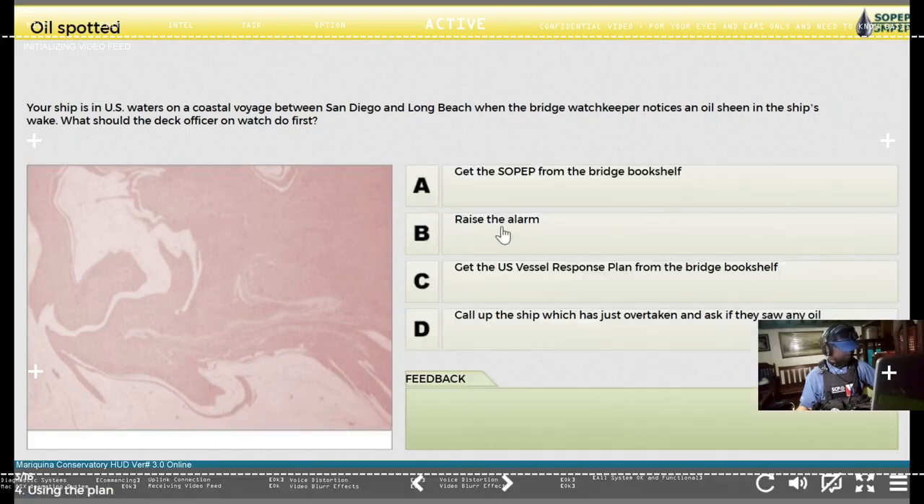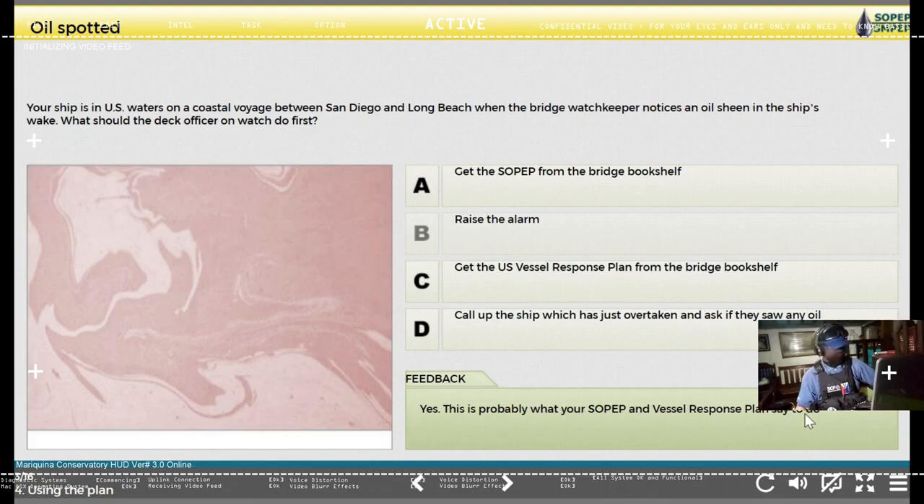I don't know. I think we should raise the alarm. Yeah, this is probably what your SOPEP and vessel response plans say to do, so I guess raise the alarm is the first step. Honestly, I'm not familiar with the details, but this is a learning experience, to be honest. Okay, next.